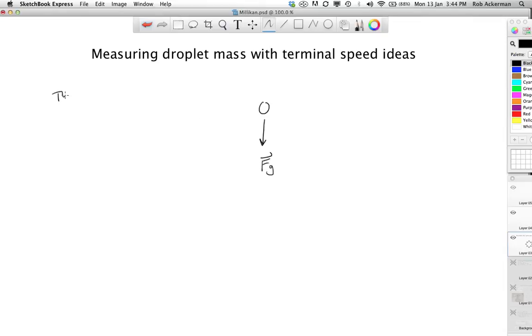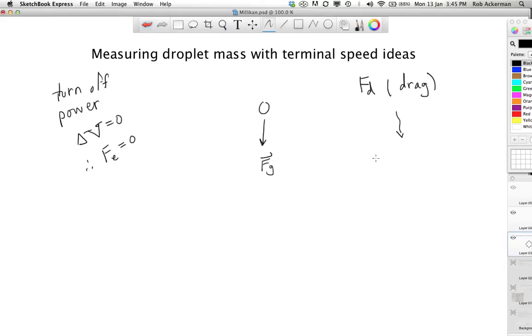Because he has turned off delta V, turn off the power supply, delta V equals 0, therefore we have Fe equals 0. No more Fe pointing up. The oil droplet begins to accelerate downward. However, think back to what we learned about really light objects, such as an oil droplet, falling through the air. Do you remember what it is? They very quickly encounter a lot of drag, Fd, and as a result, this leads to terminal speed.